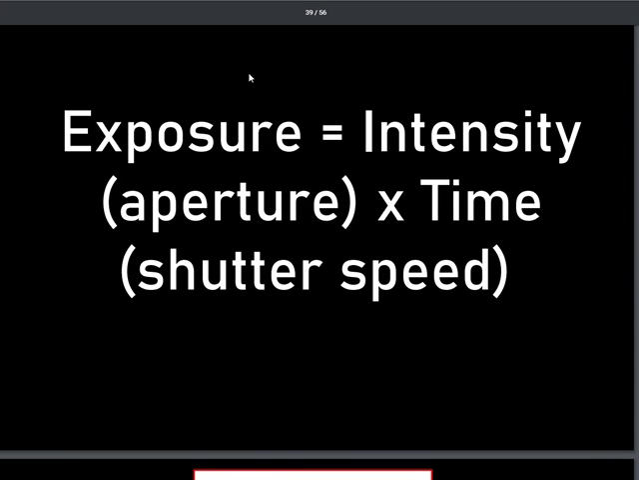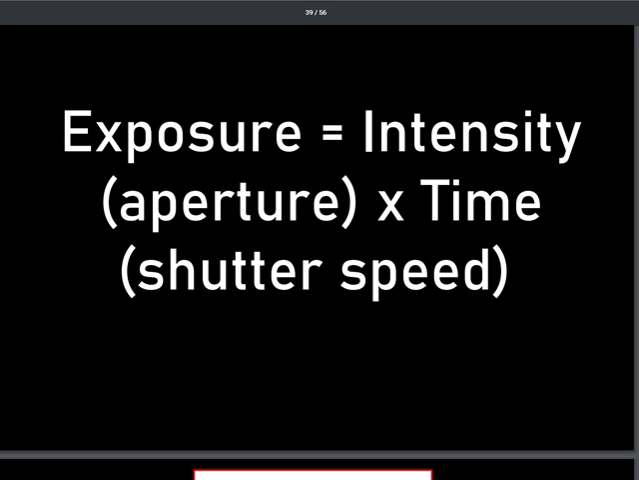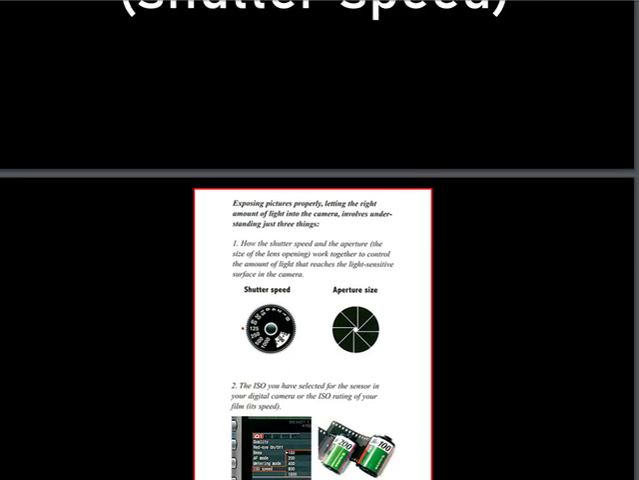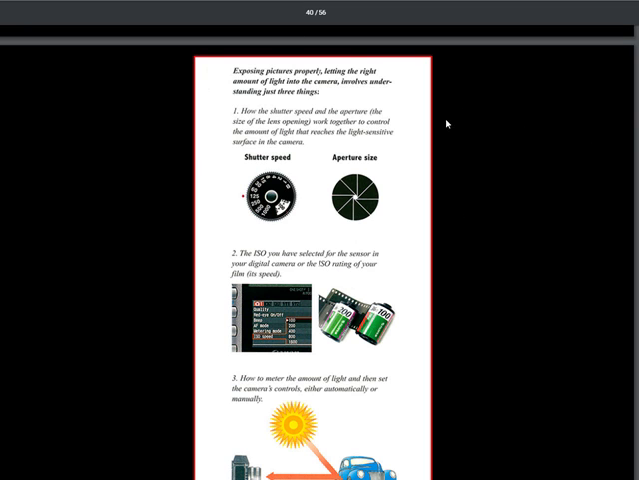All right, so as I was talking about before at the start of the last video, the exposure is your aperture and your shutter speed working together. So it's intensity times time, okay? So the quality of the light, the intensity of the light that's being let in, and the amount of time that it's let in. Okay, so exposing pictures properly, letting in the right amount of light, okay?